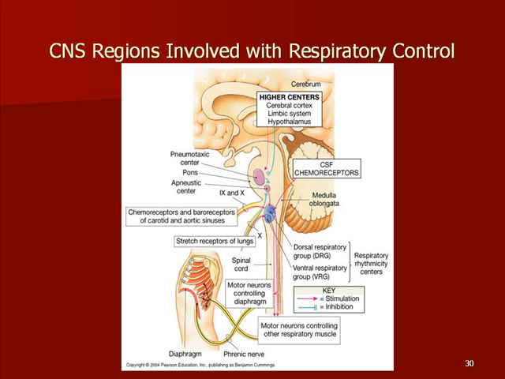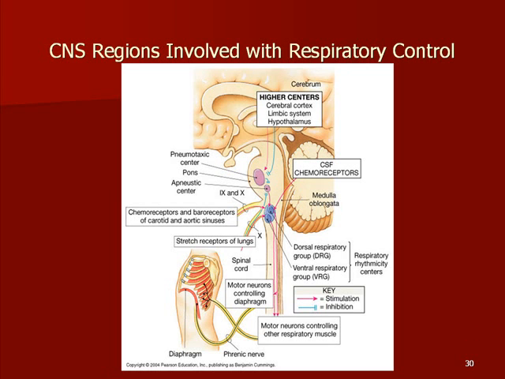As you can see, there are chemoreceptors and baroreceptors located in the carotid and aortic sinuses. We'll go into more detail about them when we revisit the circulatory system, which will begin in the next lecture series. There are also stretch receptors in the lungs that sense the volume of inhalation or exhalation that occurs. There are motor neurons which control the diaphragm.